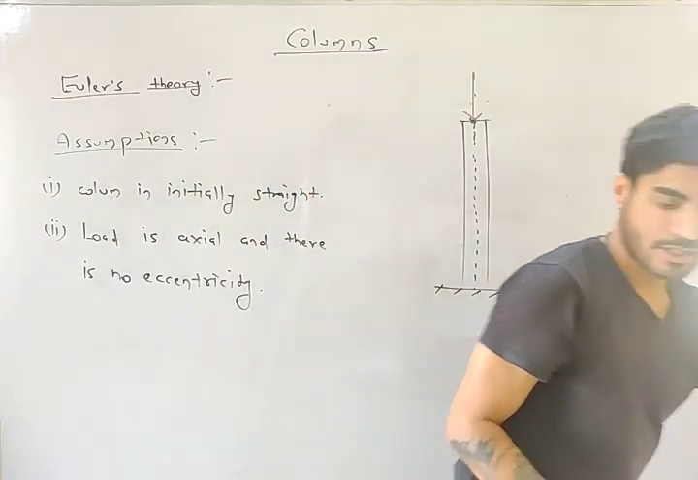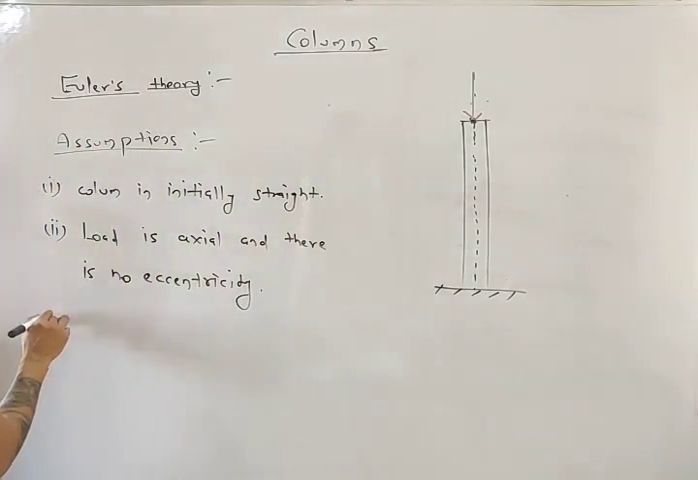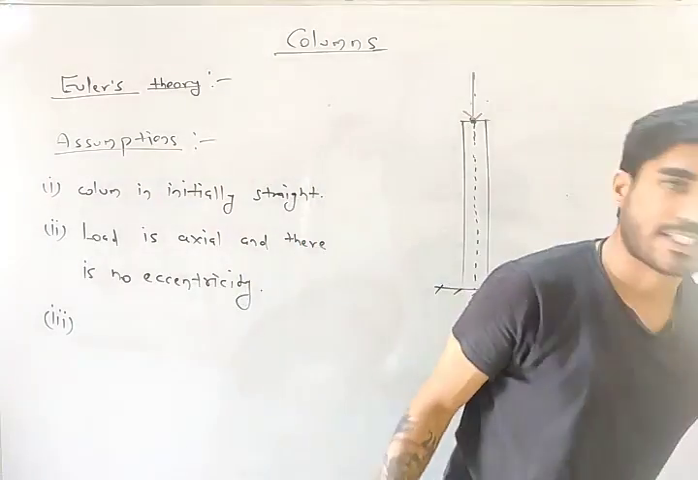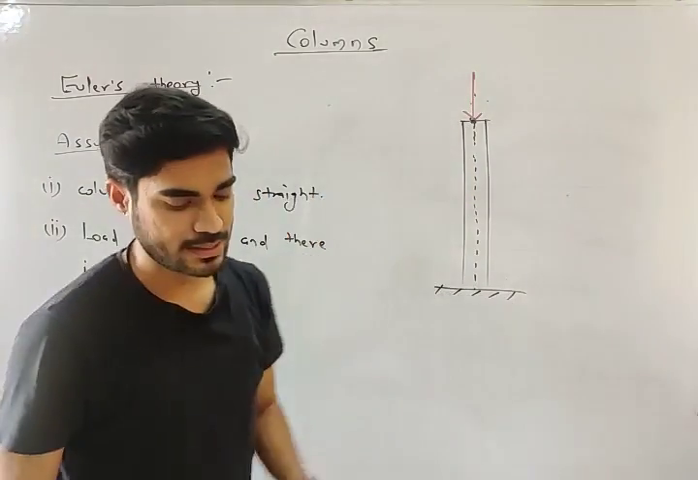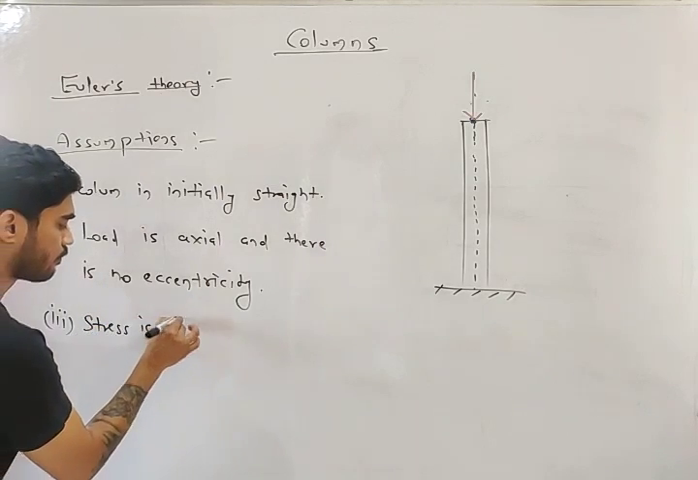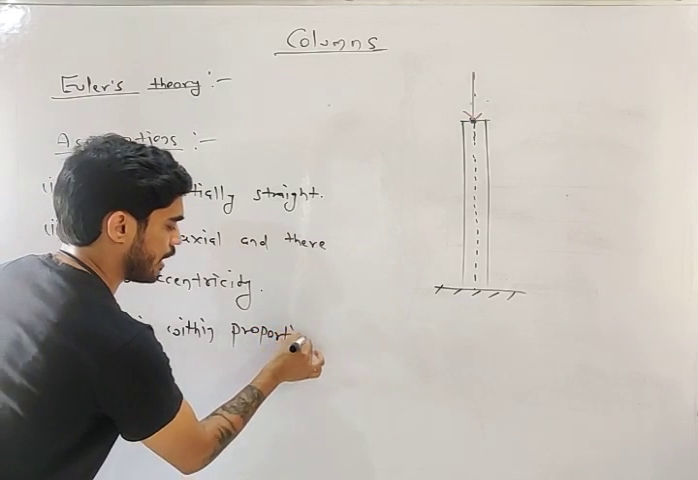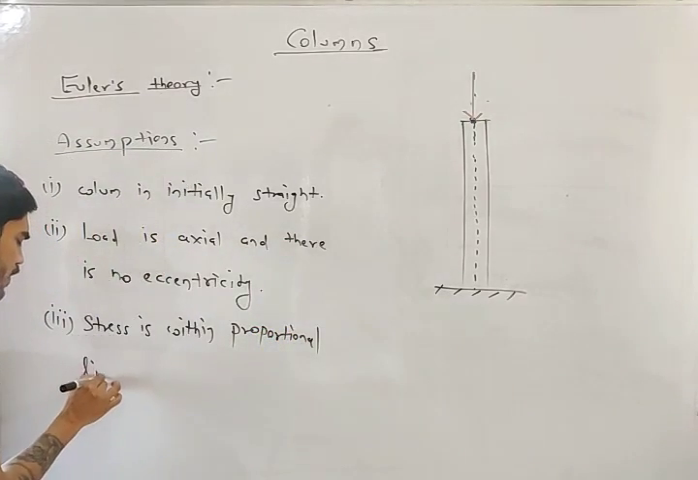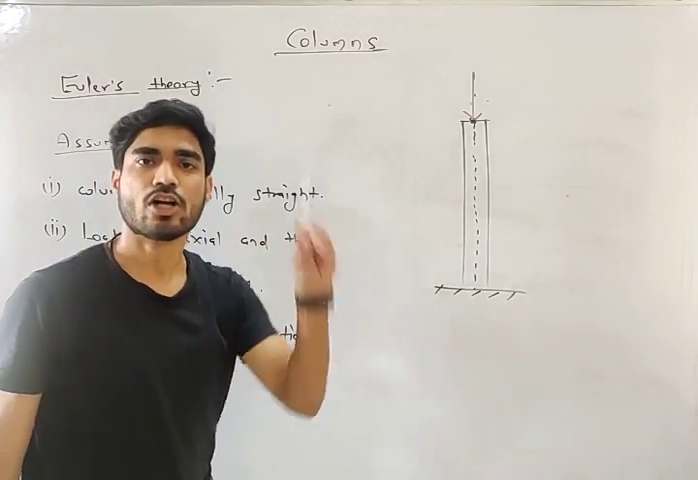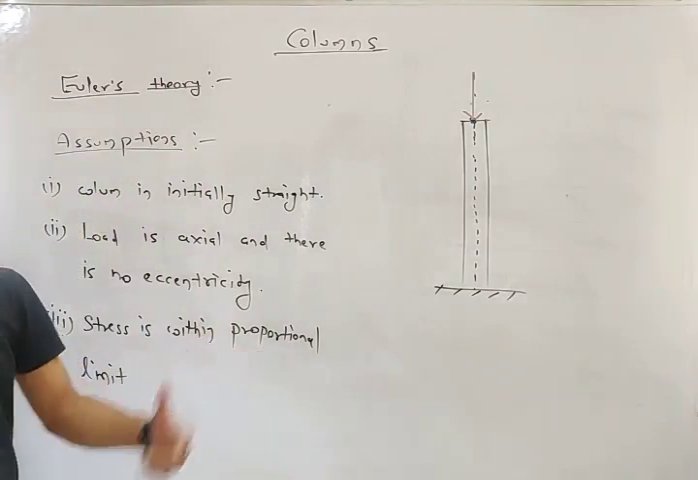Now, my friend, the next assumption is a very, very important assumption. We will talk about this later. There is a concept related to this assumption. This assumption is that the stress is within the proportional limit. A very important assumption, and we use this assumption in every chapter. In bending stresses, torsional stresses, in every chapter we have used this assumption to derive the equation.